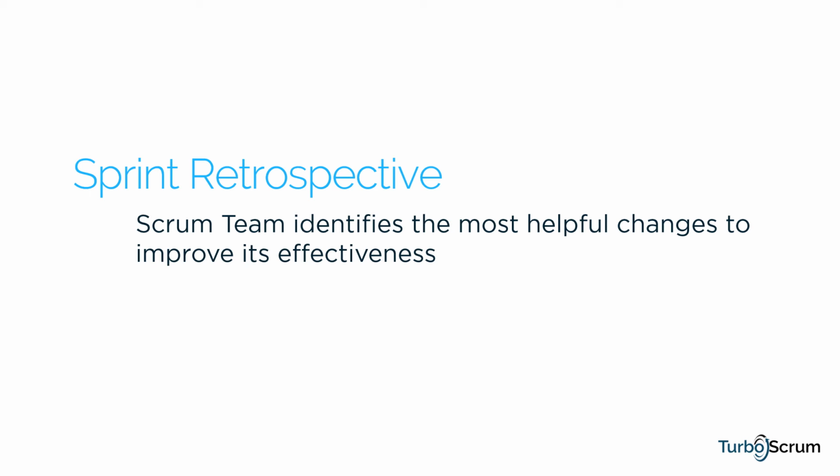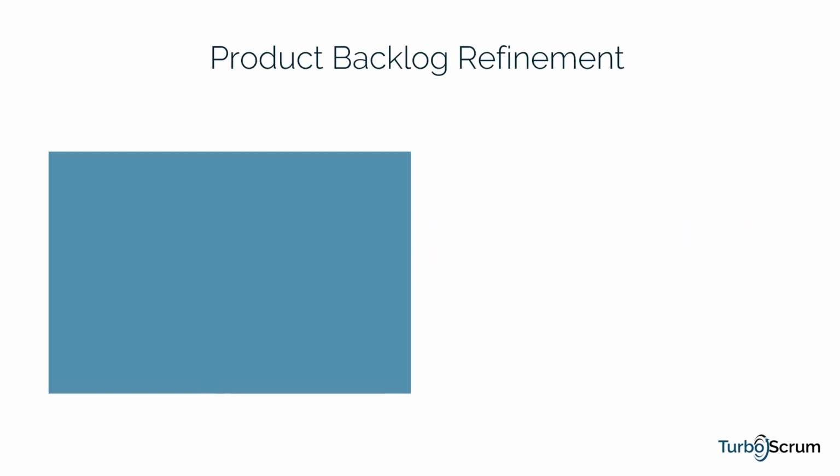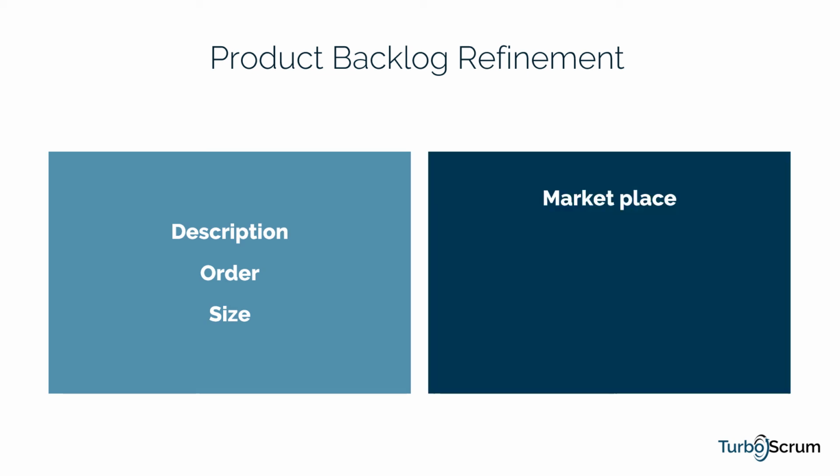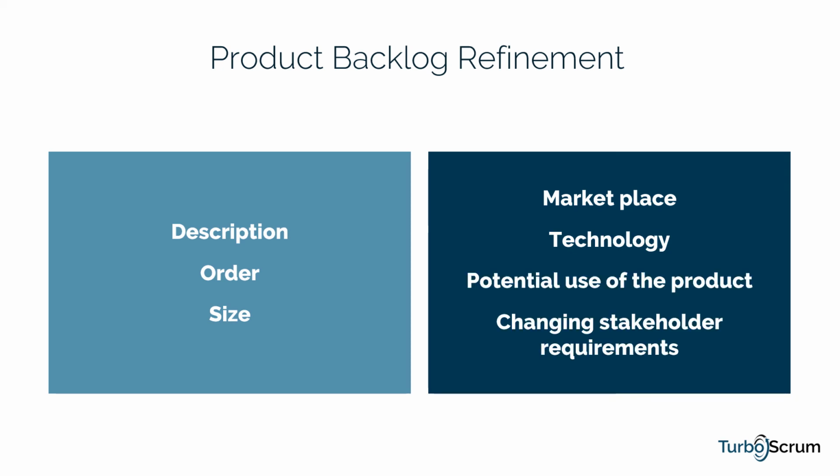During the sprint, the Scrum team will probably devote some time to product backlog refinement. This is where description, order, and size are added to or refined upon items in the product backlog. Planning and refining in this way enables Scrum teams to quickly and easily reflect changes in the marketplace, in technology, in potential use of the product, and in changing stakeholder requirements.